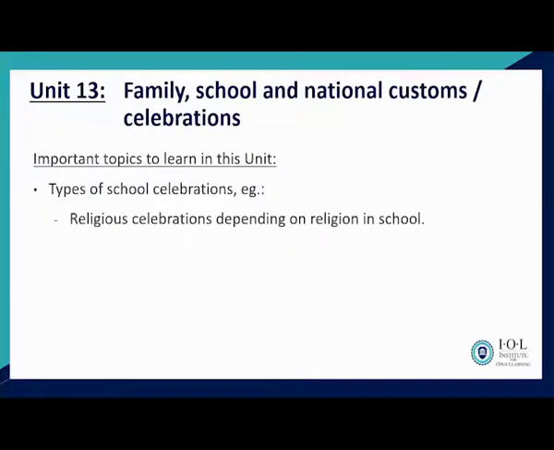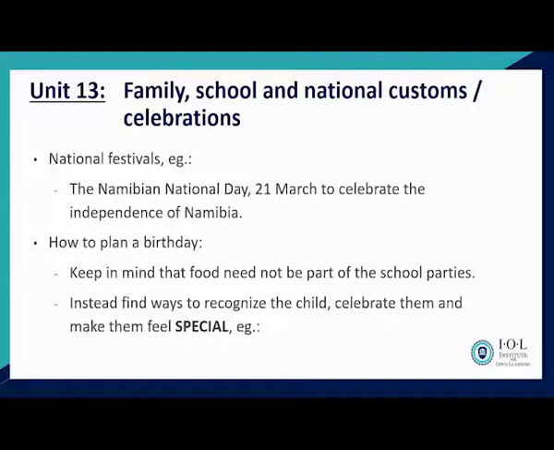Unit 13. Family, school, and national customs or celebrations. Important topics to learn in this unit. Types of school celebrations, for example, religious celebrations, depending on religion in school. National festivals, for example, the Namibian National Day, 21st of March, to celebrate the independence of Namibia. How to plan a birthday.